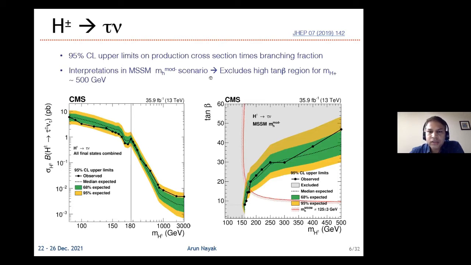This result is also interpreted in one of the MSSM scenarios, the mhmod-minus, and you can see that it excludes the high tan beta region up to say about 500 GeV charged Higgs mass.